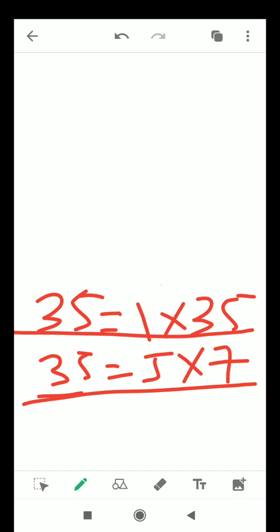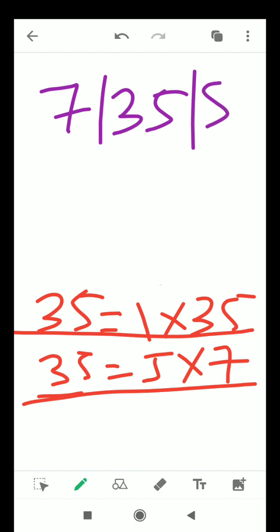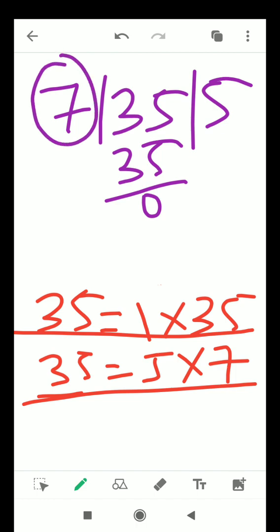So after 5, which number will divide 35 exactly? 6 will not, you can check that. If we choose 7, it will divide 35 exactly. So what will happen over there? If we choose 7 as a divisor, then 5 will be the quotient and the remainder will be 0. Now since 7 is a divisor, 7 is a factor, that's why we will express 35 as 7 into 5.